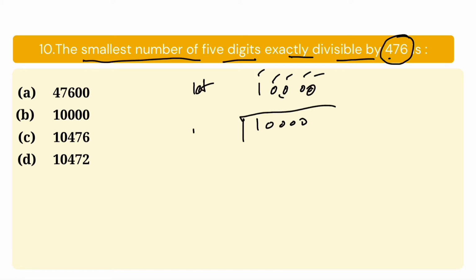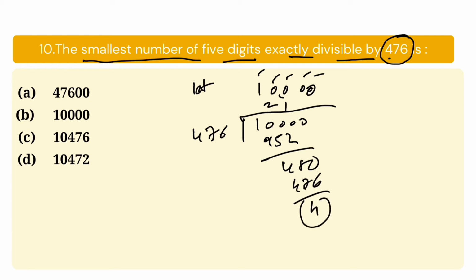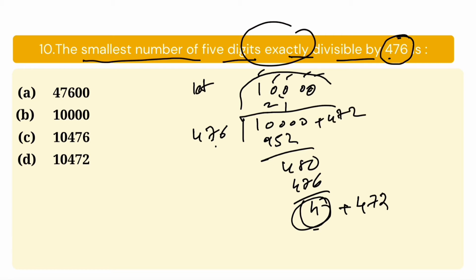We are dividing by 476. 476 2s are 952. You get 480 here. 1 is 476. You get remainder 4. So when you divide this smallest number by 476, you get the remainder 4. But as it has to be exactly divisible, the remainder has to be removed. We cannot remove this remainder, hence in order to get divisibility by 476, we will add 472 to this number, so that 472 plus 4 is 476 and it gets divisible.